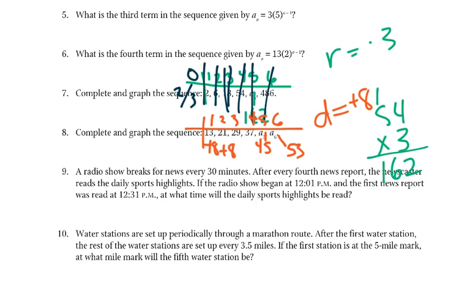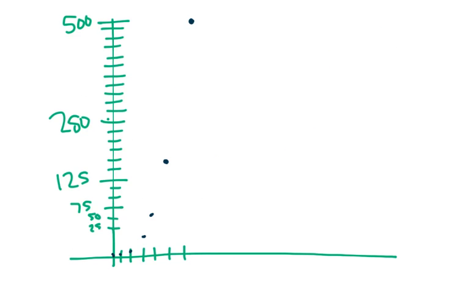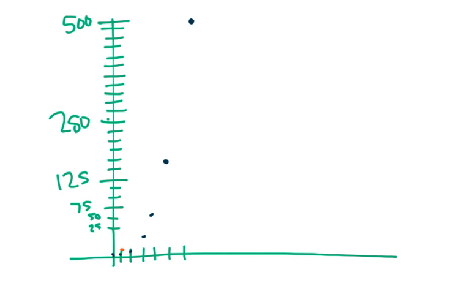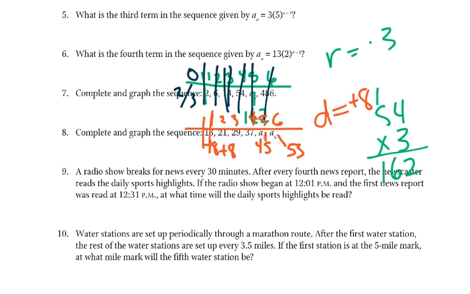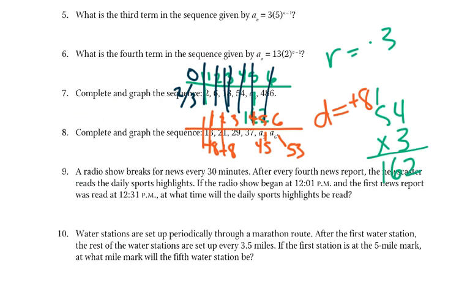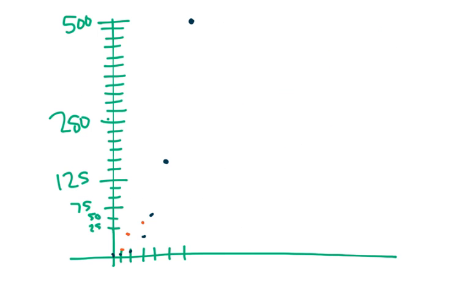So we'd graph that. 113. 113 would be right about there. A little off probably. 221. 221 right there. Okay, 329. 329. Oops, a little off. And my 21 might need to be a little bit lower. Then 329. Then 437.